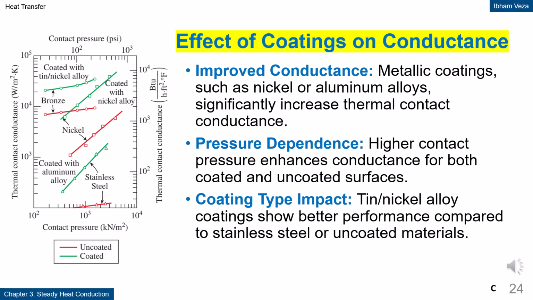Effect of coatings on conductance. Metallic coatings, such as nickel or aluminum alloys, can significantly increase thermal contact conductance. Increasing contact pressure always enhances conductance for both coated and uncoated surfaces. The type of coating affects performance, with tin or nickel alloys showing better results. This shows that surface engineering is very important in thermal management. Mechanical joint design must take this aspect into account.